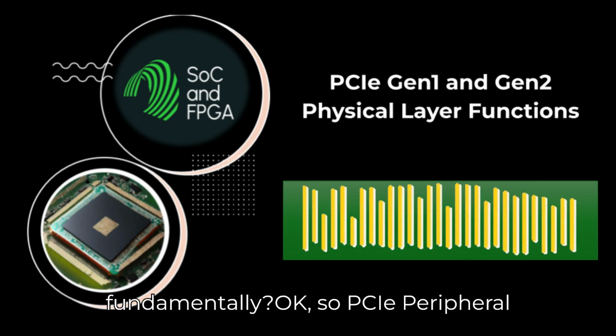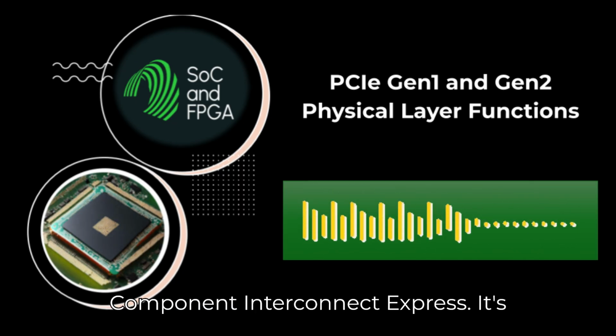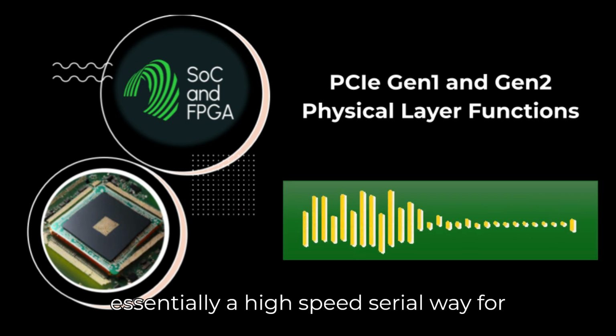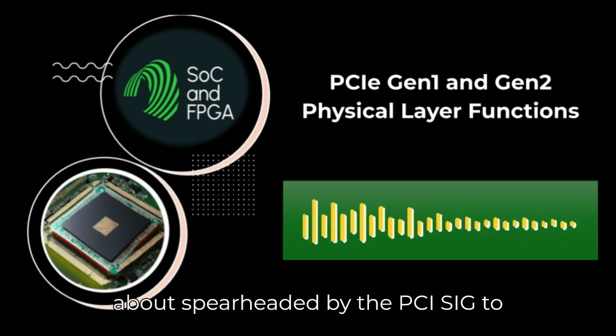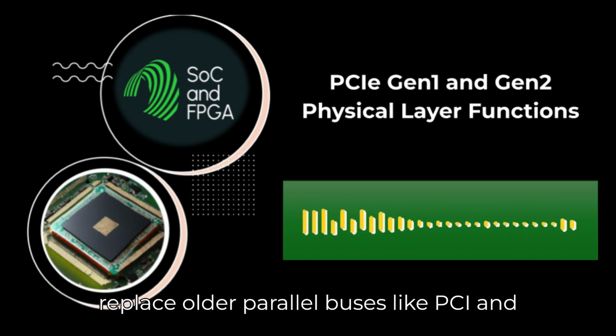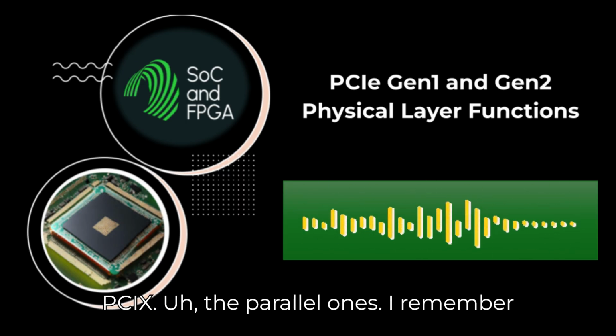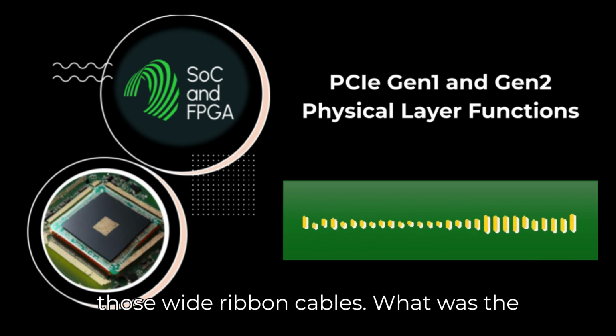Okay, so PCIe, Peripheral Component Interconnect Express, it's essentially a high-speed serial way for computer components to chat. It came about spearheaded by the PCI SIG to replace older parallel buses like PCI and PCI-X. The parallel ones. I remember those wide ribbon cables. What was the big problem with them?